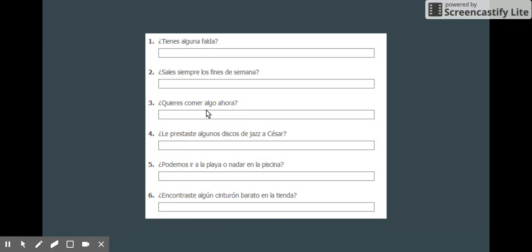¿Quieres comer algo ahora? You want to eat something now? Algo is the indefinite word. So algo, the opposite is nada. So, ¿quieres comer algo ahora? No quiero comer nada ahora. Or nada quiero comer ahora.